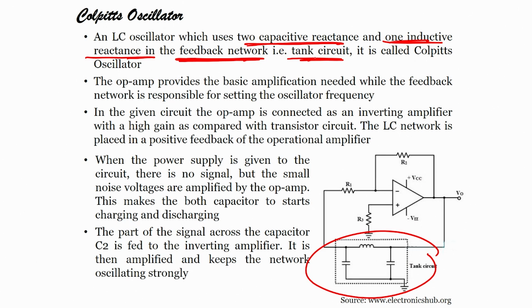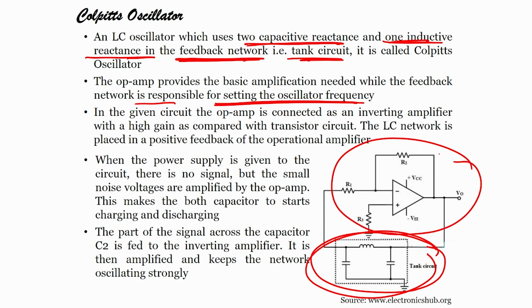The op amp provides the basic amplification needed, while the feedback network is responsible for setting the oscillator frequency. Correct? This feedback network is responsible for the oscillator frequency, and the op amp is nothing but an amplifier, so it will provide the amplification.